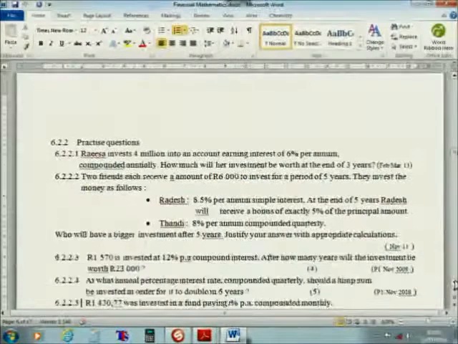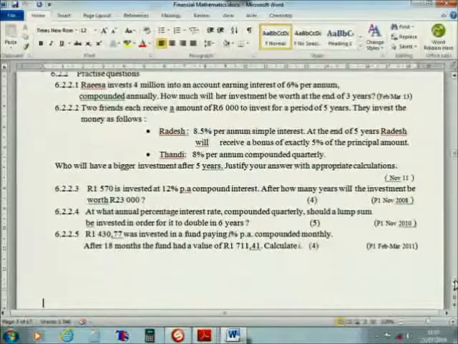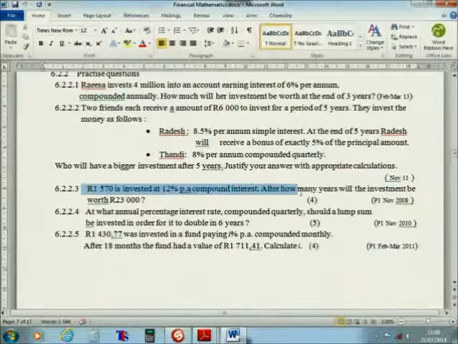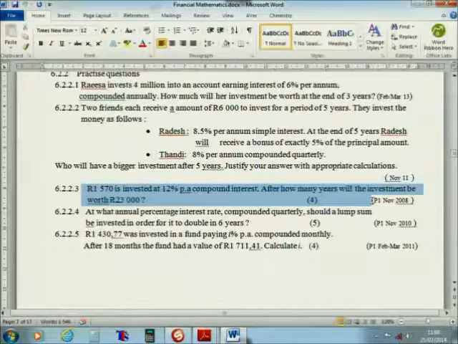Let's get there. I've got so many exercises that you can have there, but this one, let's look at 6.2.2.3. Let me highlight it so that you can see it clearly. Then the exercise 6.3.2, can you see that one? Here what we're going to do, we are going to look for how many years we want, our n.